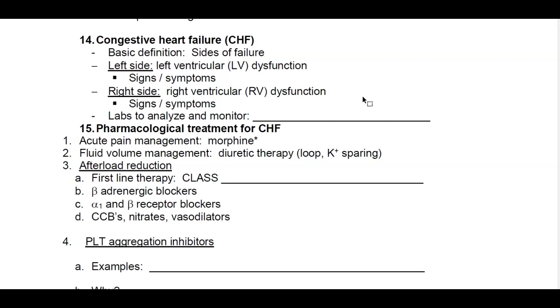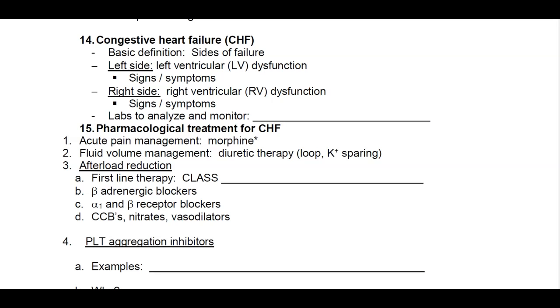So left-sided is basically when the left ventricular function of the heart is no longer good. So it causes left ventricular dysfunction. On the other hand, right side means that the right ventricle is not functioning well, or right ventricular dysfunction. The most common causes of left-sided heart failure include CAD, MI, cardiomyopathy, valve disorders, and hypertension.